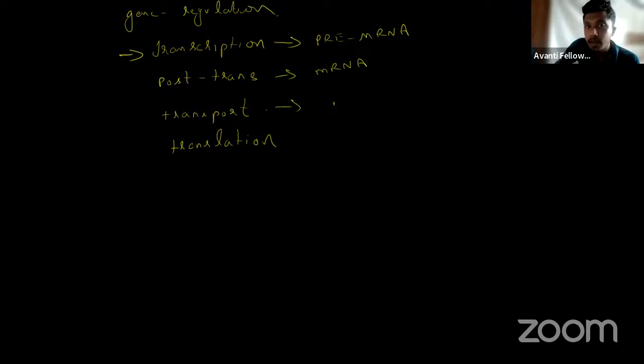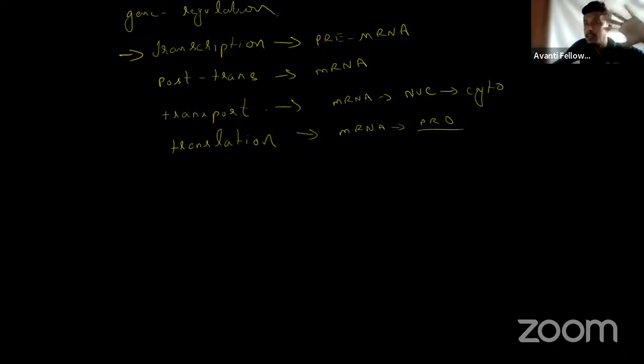And transport is where the mRNA is moved from the nucleus to the cytoplasm through the nuclear membrane, correct? And translation, we already know that mRNA is converted to proteins. So at all these stages, the entire gene regulation can happen. Either you can choose to increase it or you can choose to decrease it. So these are the 4 checkpoints where all this is happening.